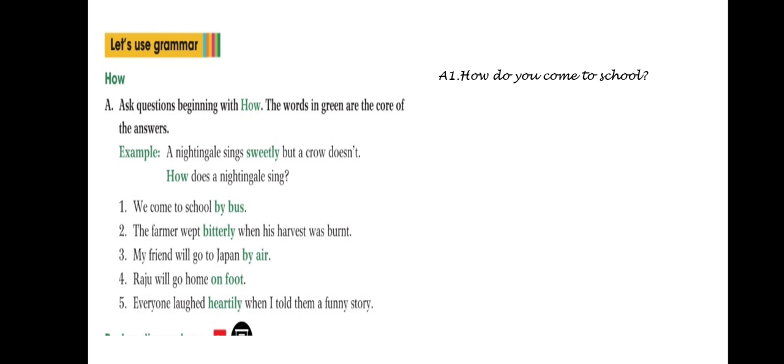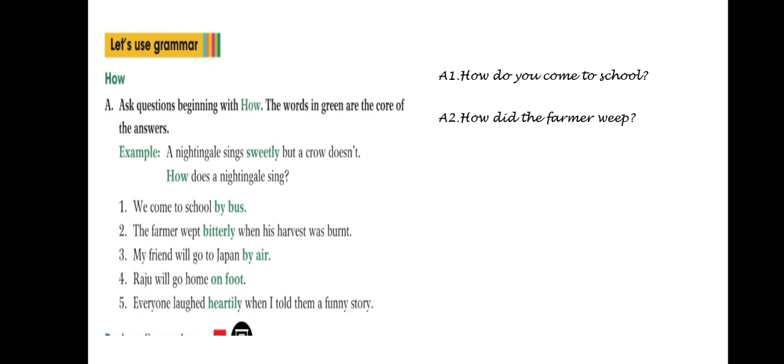Next one: the farmer wept bitterly when his harvest was burnt. The verb wept itself suggests that it is simple past tense. So how did the farmer weep? Understood? Because it is past, we will use did. How did the farmer weep?